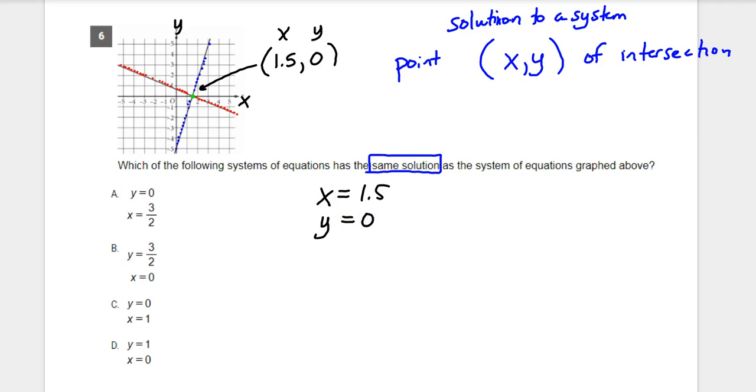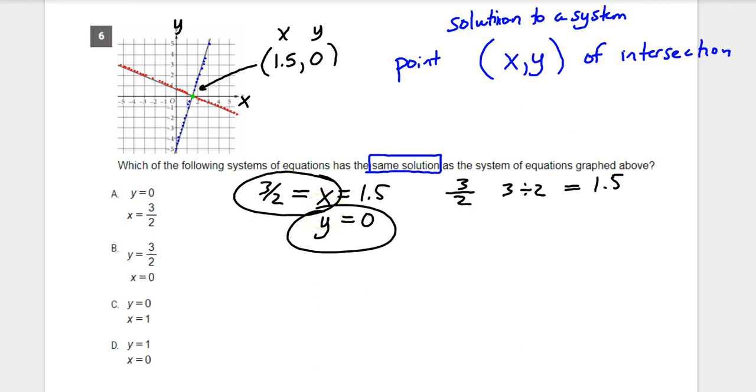Now I look at the answers over there and I don't see any decimals, but I do see a 3/2. So I have to realize that 3/2, or 3 divided by 2, is also the same thing as 1.5. So I kind of have to recognize that. So looking through, it looks like x of 3/2, y of 0 is going to be answer choice A.